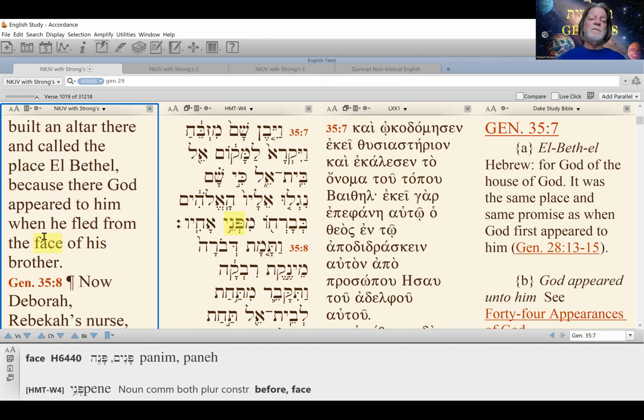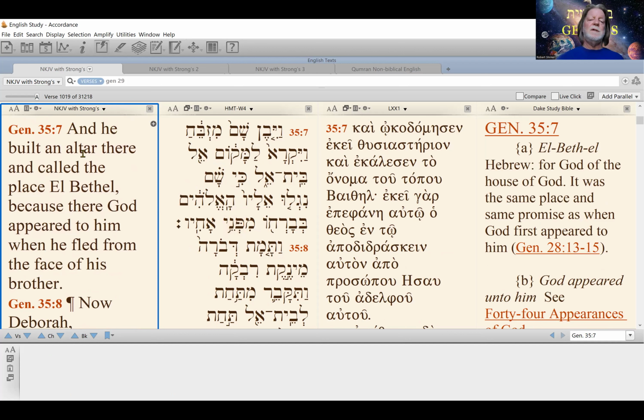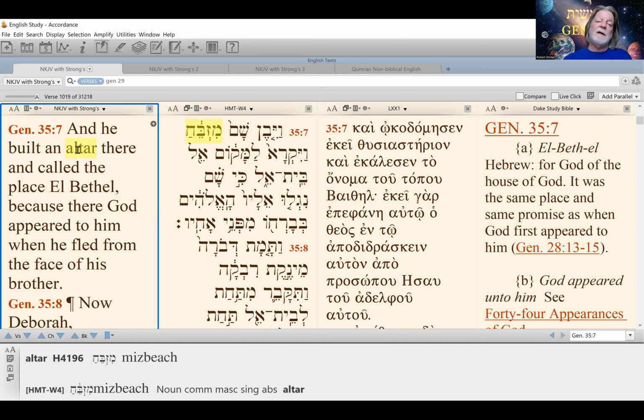Then verse 7: and he, Yaakov, built an altar there, a Mizbeach. The Hebrew word is highlighted in our Hebrew section there. The last three consonants, reading from right to left, are Zavach, and that is a sacrifice, specifically an animal sacrifice. The place where these sacrifices take place is called a mizbeach. You just add an M to the beginning of zavach, and you get a mizbeach. So an altar is where zavachs take place.